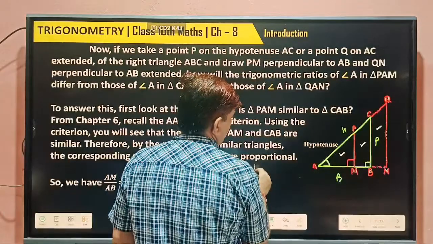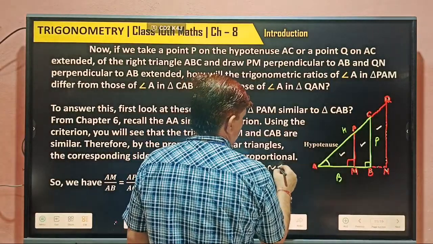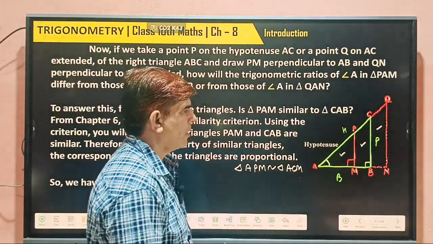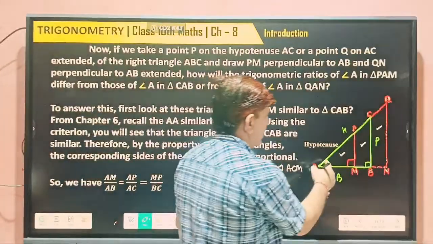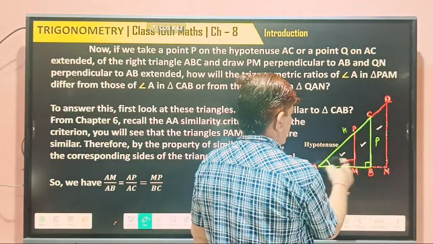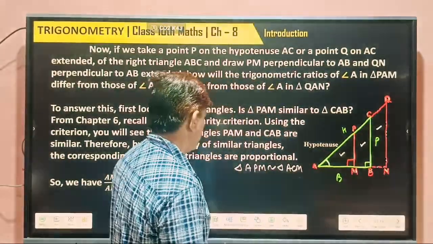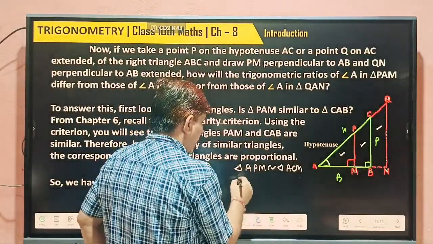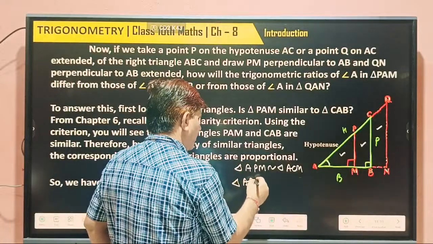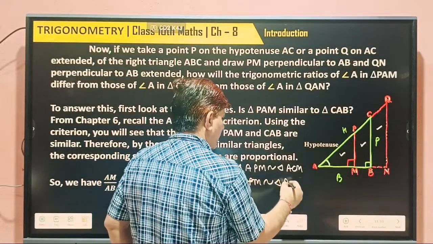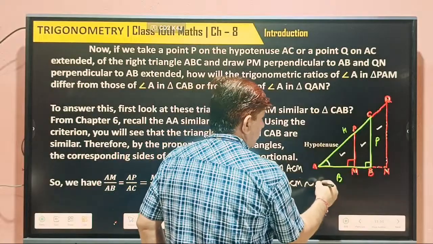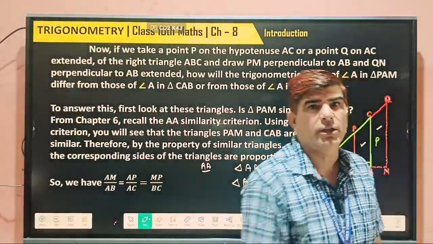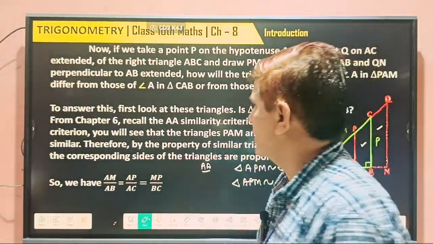Triangle APM is similar to triangle ACM. Why? This angle is common, and this angle is a right angle, so both are right angles. So by AA similarity, these triangles are similar. Or we can say triangle APM is similar to triangle ACM, and it's similar to triangle AQN, by the same rule, the angle similarity rules which we have done in chapter number 6.